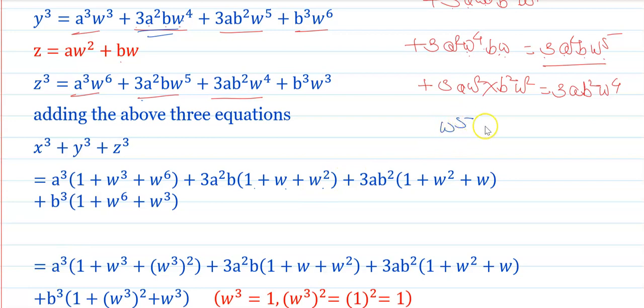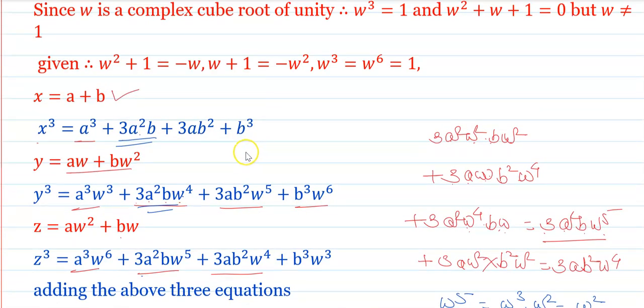Here omega raised to 5 was needed, but omega raised to 5 means what? Omega cube into omega square. Omega cube is 1, 1 into omega square, that equals omega square. And hence we have this as 1 plus omega square. Okay. Now we will collect the third term.